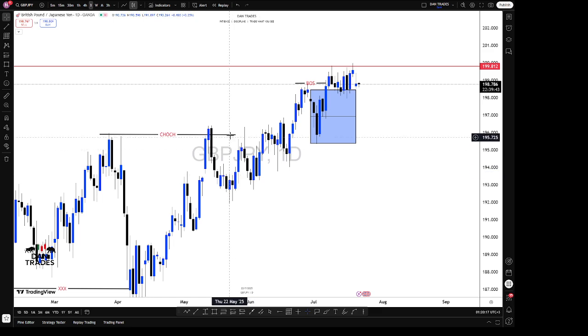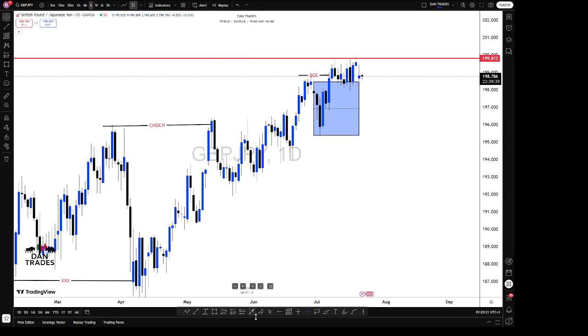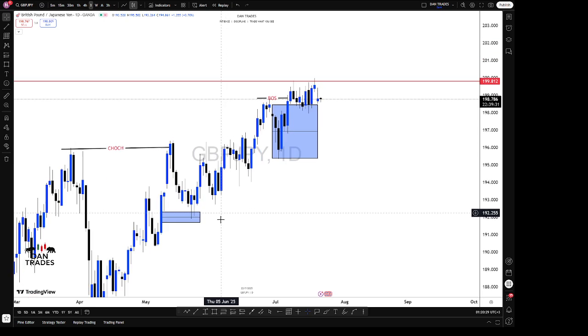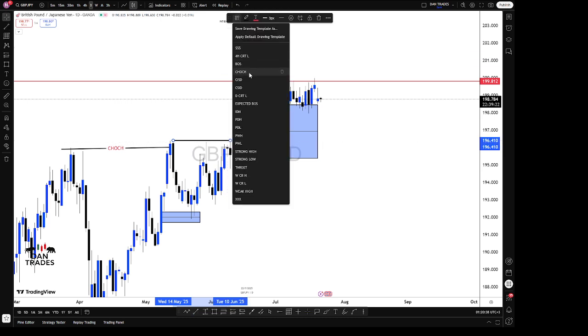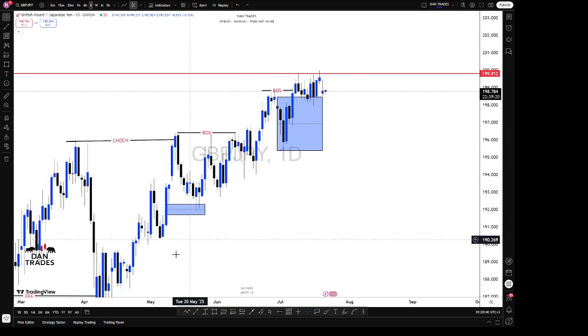On the daily time frame, what else can we have? We might have a change of character, whereby we can completely see that price came back to test that imbalance around there. And if we break above that area, we're going to have a breakout structure at around that area. So that's a breakout structure.